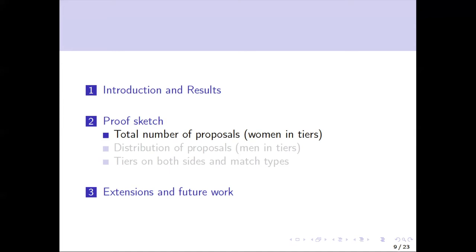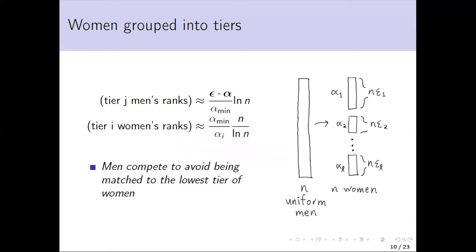So for now, we consider the simplified case where men are uniform and women are divided into tiers. Our result mentioned earlier simplifies into this, which is average ranks for men and women of different tiers. The intuition for this subcase is that men are competing to avoid, in some sense, getting matched to lower tier women. It's easy to see that women of better scores or higher quality attract proportionally more proposals from men than their lower score counterparts. Also, a side comment is that women's ranks are not dependent on the tier sizes, epsilons. For each woman, her expected rank only depends on her score and the score of the lowest tier women.